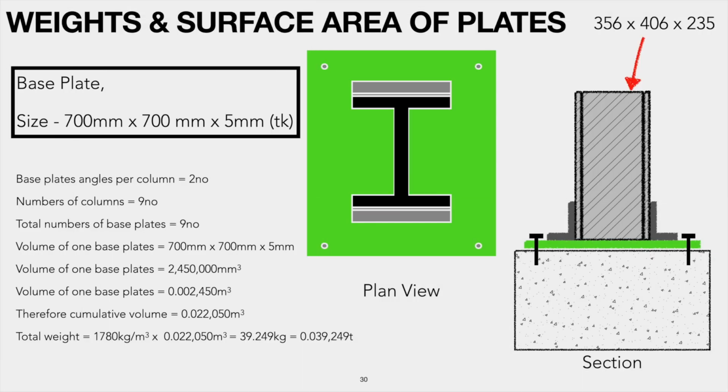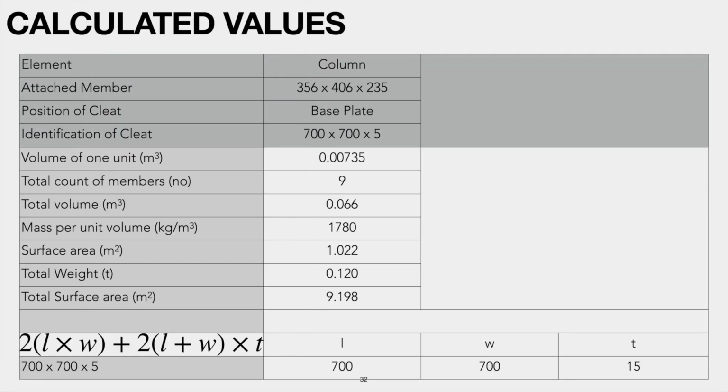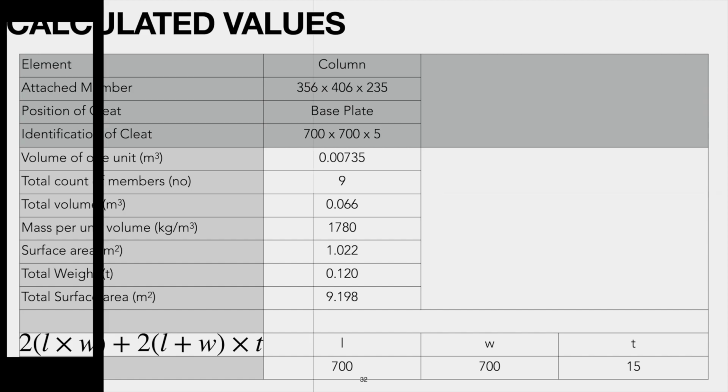Calculation of the weight of a steel plate is based on the density of steel and is defined in BS EN 10137-1, 1996. The density of steel is 1780 kilograms per cubic meter. Weight will be calculated by multiplying the volume of the steel plate and the density. The calculations are shown here for further reference. The sample calculations represent how to calculate the surface area of the steel plate and are shown here for further reference. Now you can see the calculated weights and surface areas of all steel plates in relation to this building.